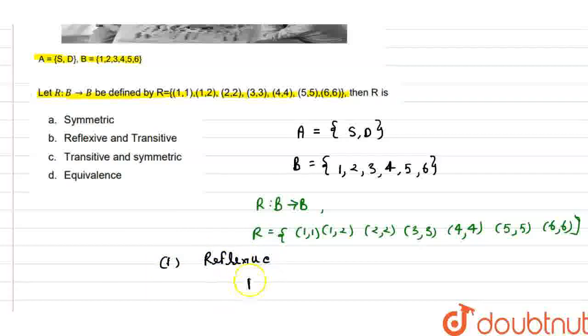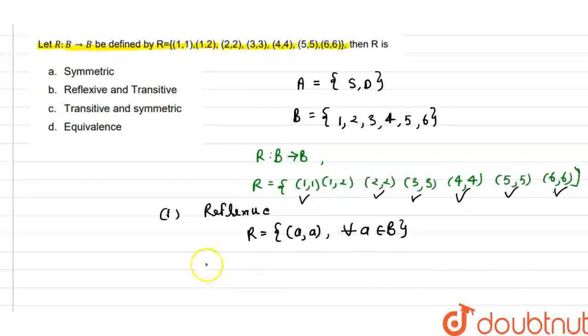So for reflexive, R should contain (a, a) for all a belongs to B. तो यहाँ पे (a, a) होना चाहिए जितने भी रिलेशन में हमें B में दे रखे हैं. सो B में जितने भी पॉसिबल आउटकम्स हैं सबका डबलेट बनना चाहिए. दैट इज 1 है तो 1, 1 ये भी है, 2 है तो 2, 2 ये भी है, 3 है तो 3, 3 ये भी है, 4 है तो 4, 4 ये भी है, 5 है तो 5, 5 ये भी है, 6 है तो 6, 6 ये भी है. So here we can say the given relation is a reflexive relation.